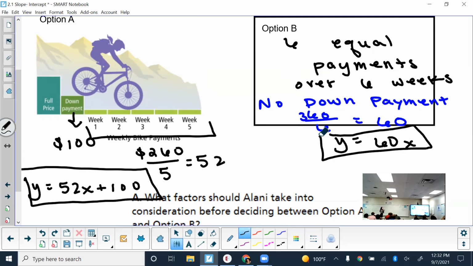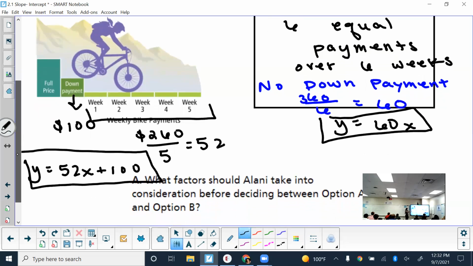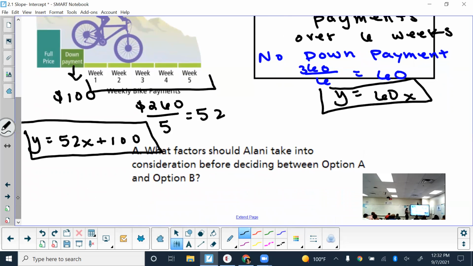All right, but does this make sense? So if I ask you, what does the slope in this option represent? How much you pay each week over 6 weeks. Questions? All right, so just make sure we know how to model these real world situations.